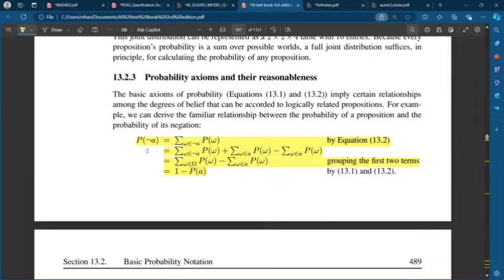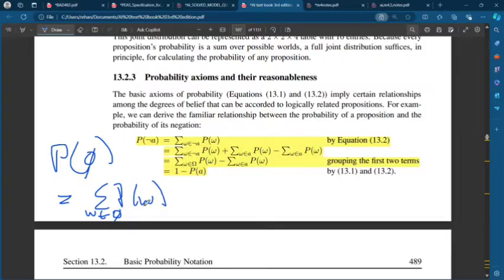Now, fine. So now see here, P of negation A. We remember that formula, right? We know that P of something phi is equal to the summation over W belonging to phi of P of W. Same thing, instead of phi, negation A is there, by equation 13.2. So now what I am doing here is P of W for W belonging to negation A, plus and minus P of W. See this thing, I'm adding and subtracting the same number.